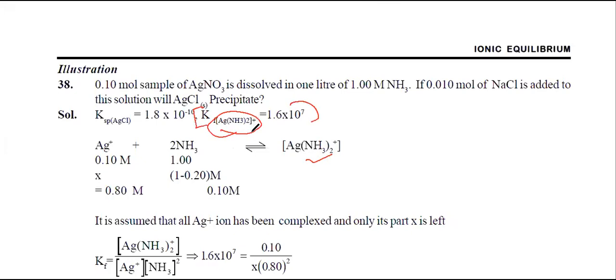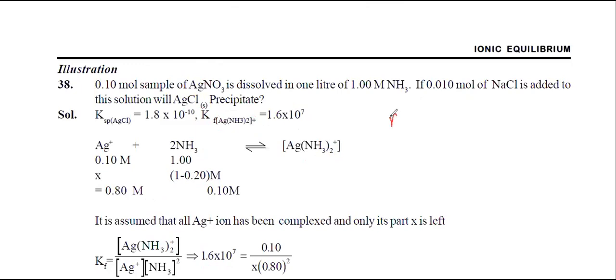Now we know that for this reaction, Kf is given. The concentration of Ag(NH3)2 plus is 0.01, because Ag plus is the limiting reagent and will be consumed. So NH3 will be 1 minus 0.02, because it is a 1:2 ratio, which is 0.8.